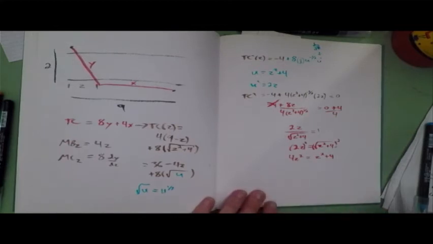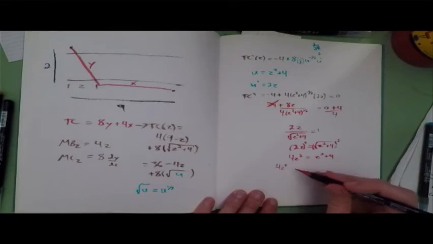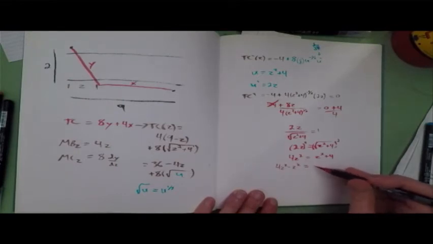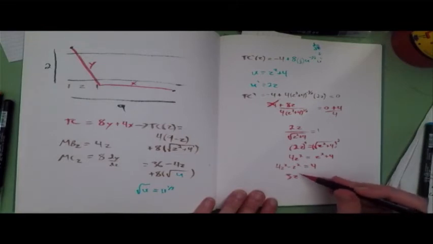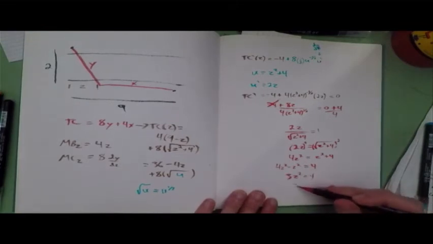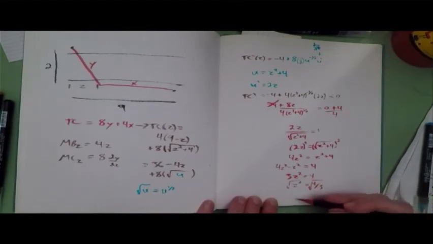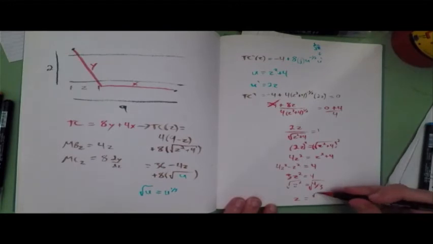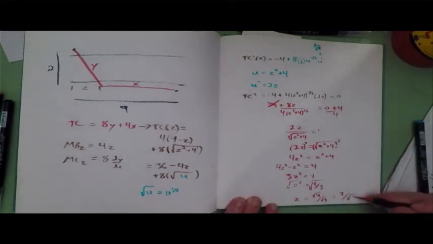Let's bring the z over. We're going to have 4z squared minus z squared equals 4. This turns out to be 3z squared equals 4. z squared equals 4 over 3. And now we'll do a square root again, and we get z equals the square root of 4 over 3, which is the same as the square root of 4 over the square root of 3, which is the same as 2 over the square root of 3.